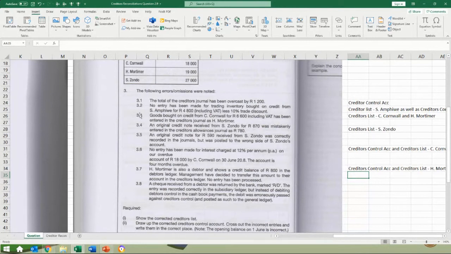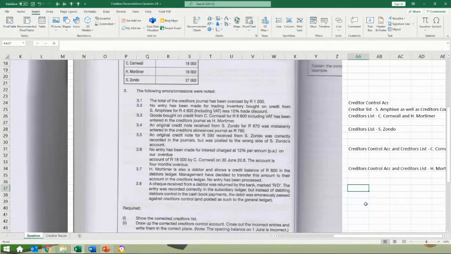Okay, so that balance that we are transferring will then increase our creditors balance in our creditors list. Then the last entry is on 3.8, a check received from a debtor was returned by the bank and marked as RD. The entry was recorded correctly in the subsidiary ledger, but instead of debiting the debtor's control in the cash flow payments, the debit was erroneously passed against the creditor's control and posted as such to the general ledger.